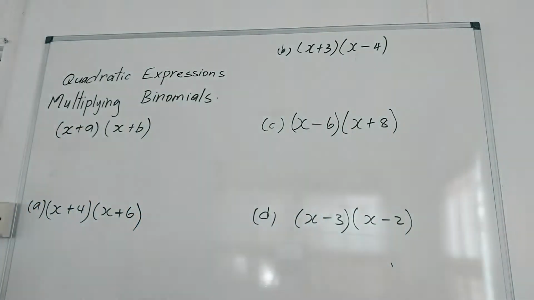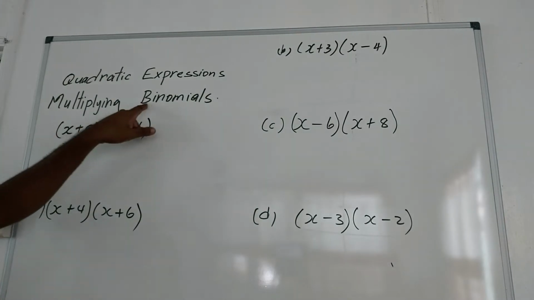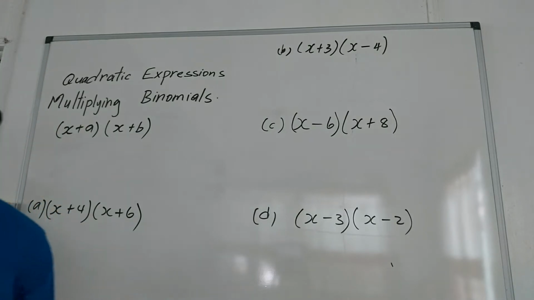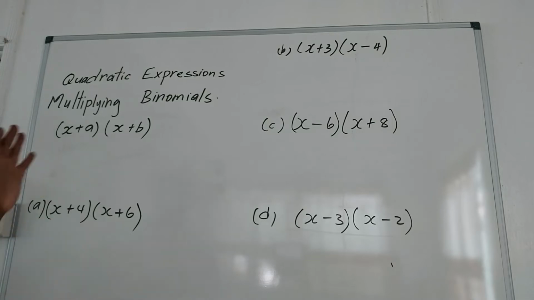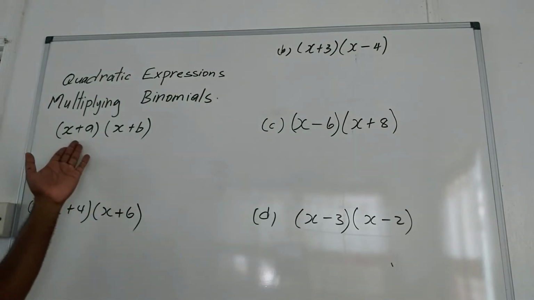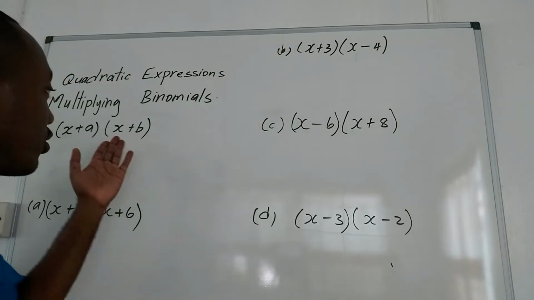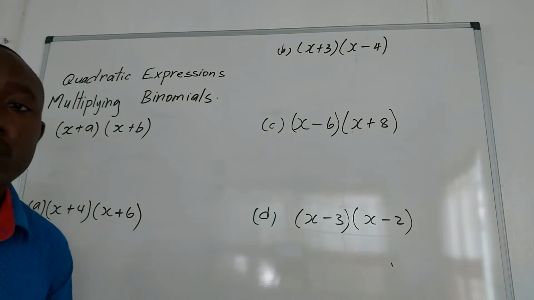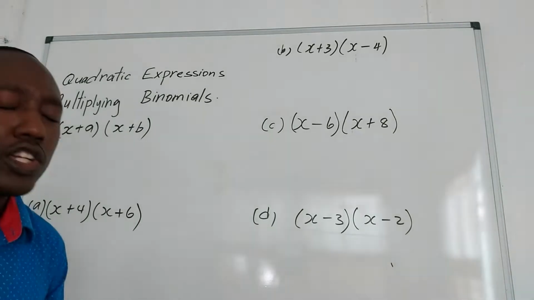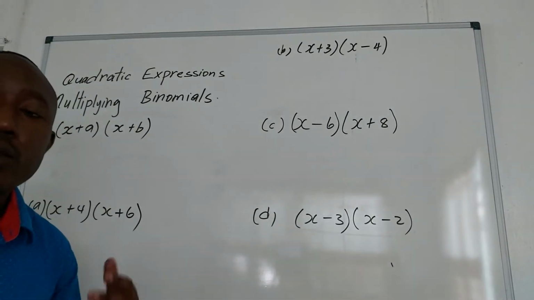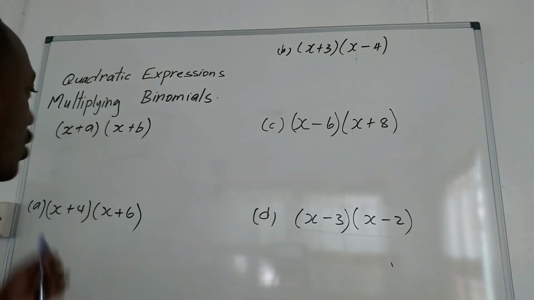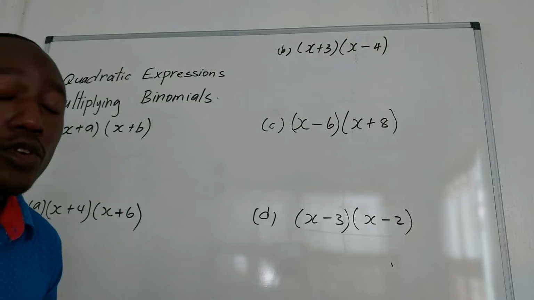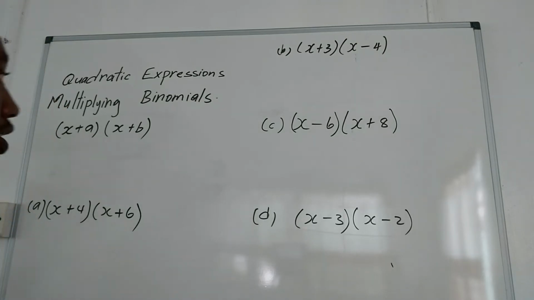Now, when we hear the prefix bi in mathematics, it talks about 2, right? And a binomial expression means that it consists of 2 terms. So here term number 1 is x plus a and term number 2 is x plus b. And we will multiply these two expressions, and from the multiplication we will have a quadratic expression. So let's see how we multiply two binomial expressions to form a quadratic expression.